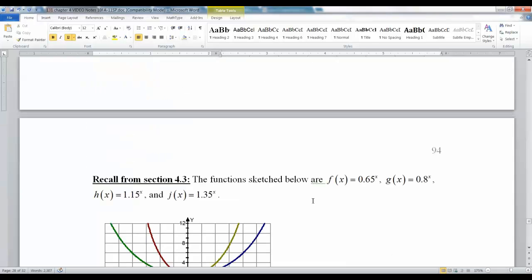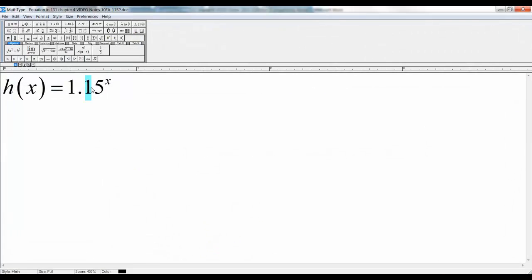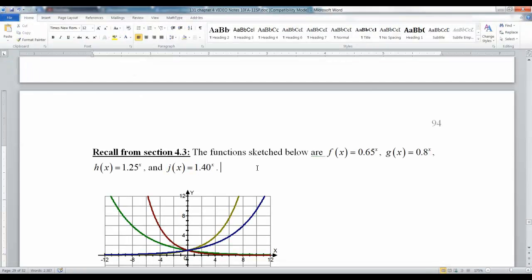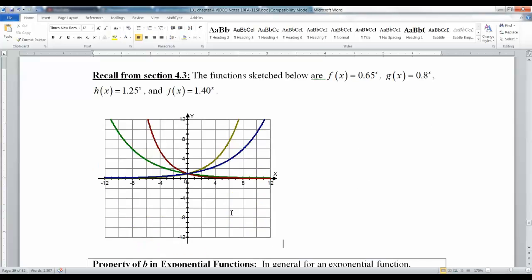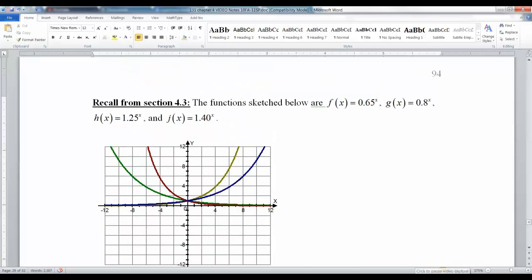Speaking of growth and decay, let's remind ourselves. Oh, and these were wrong. As I recall, this one's actually 2.5, and the other one was 4.0. So let me put these in. Those were typos, so fix those. All right, so we had this back in section 4.3. So we had these 4 functions, and we labeled each one of them. Let me go put the labels back in. So actually, let me remind you.